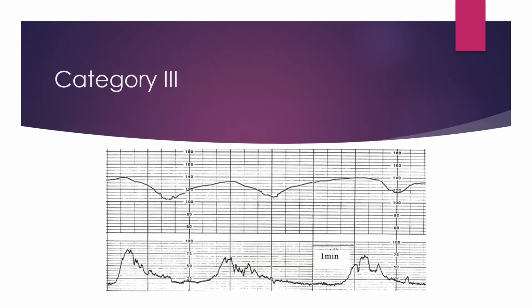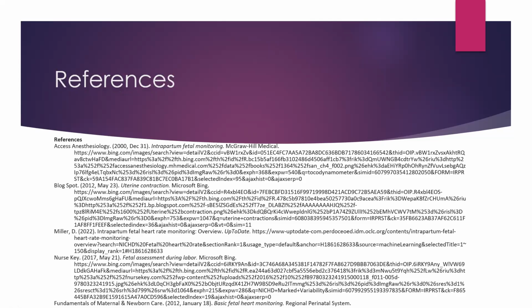Here's a category 3. It is very clear that we have absent variability. There is no variability. There is no beat to beat change. You could draw that with a pencil. And then also with every single contraction, we have recurrent late decelerations. These decelerations are happening after the contraction. Coupled with the absent variability, this is a category 3, and we would absolutely be moving this patient towards the OR to have an emergency C-section.